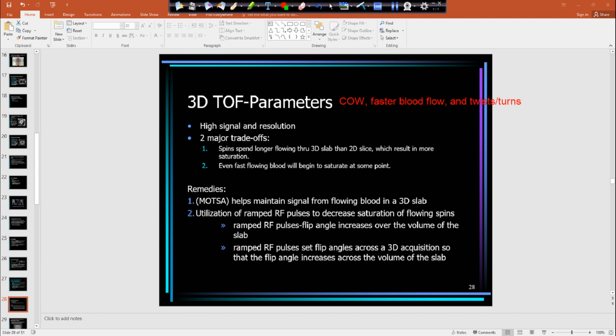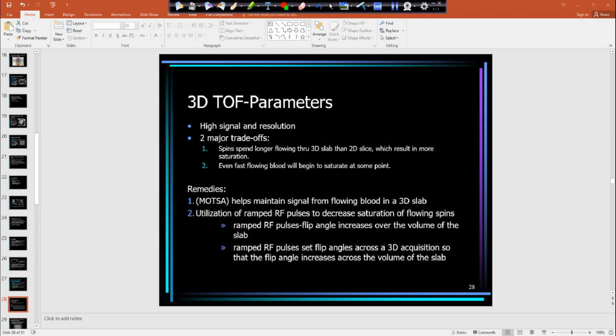So they have created a couple remedies for these 3D time of flight saturation issues. The first one is what we call MOTSA. We'll go over what that stands for. This helps maintain signal from flowing blood in a 3D slab because it creates multiple 3D slabs as you go up. Or we could utilize a ramped RF pulse, meaning our flip angle changes as we go further and further through the stack of tissue.